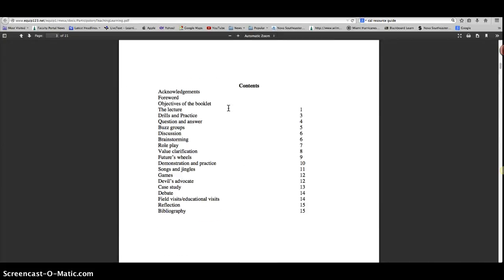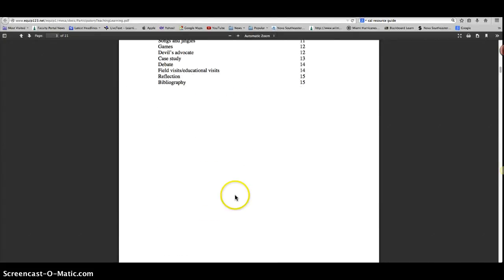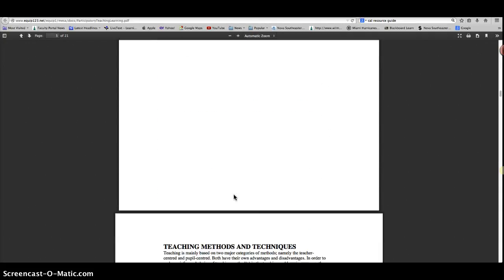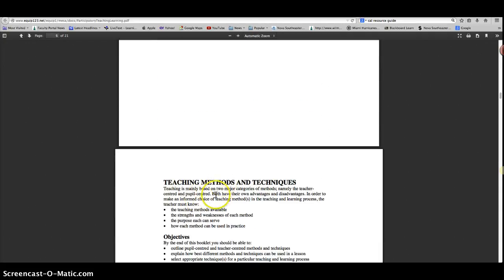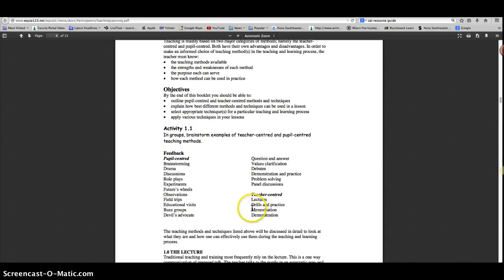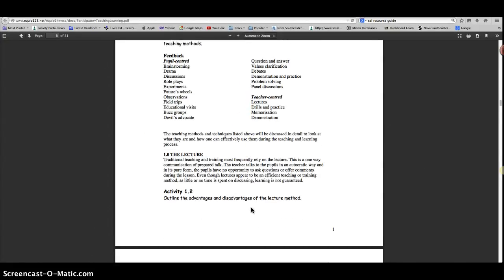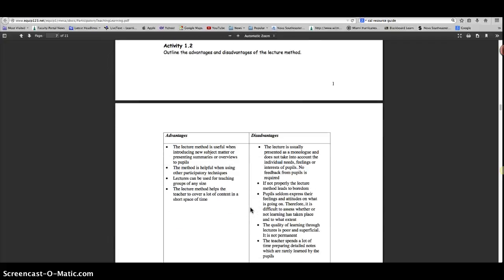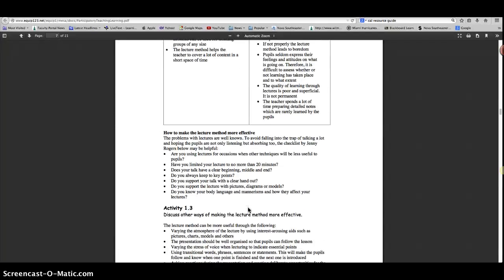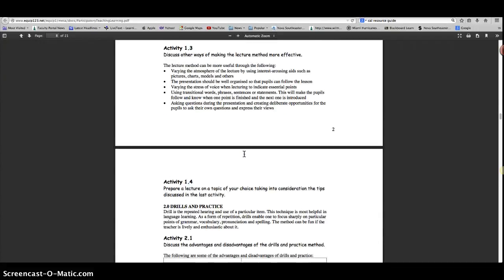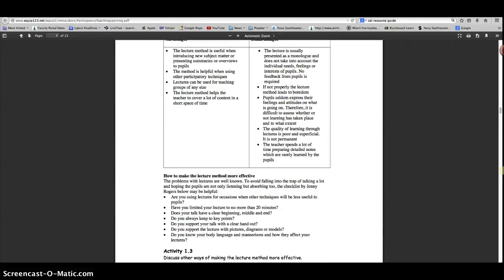And it talks about different strategies that are used, different teaching methods, what their objectives were. Many of these strategies you're probably familiar with. They give activities and all kinds of, they even go as far as telling you what they think the advantages and disadvantages are of each of these types of teaching strategies. So I thought it's something neat and interesting to have.